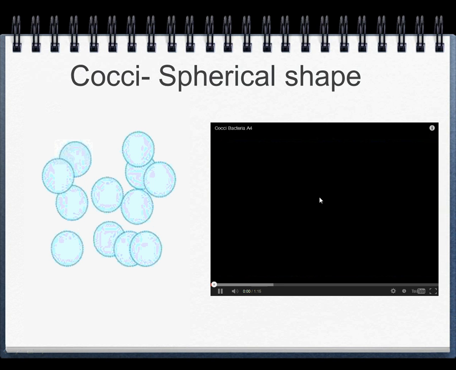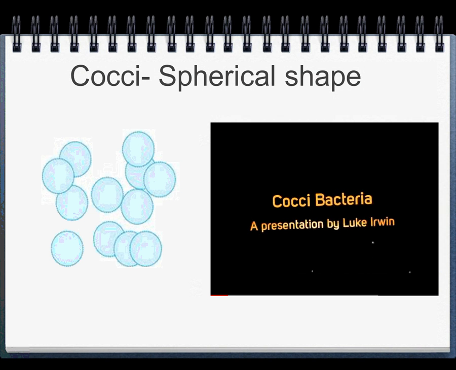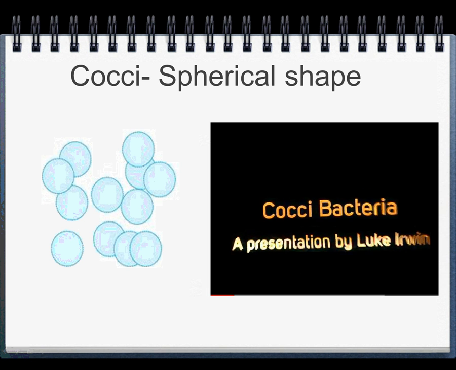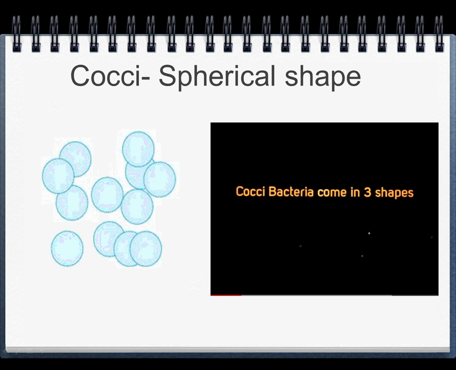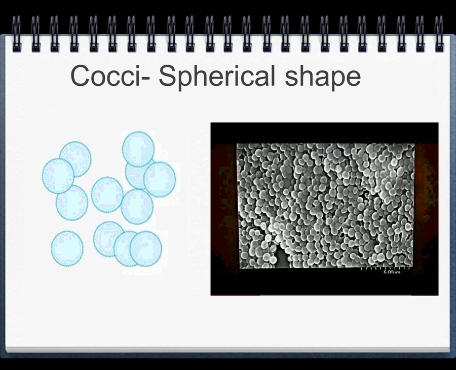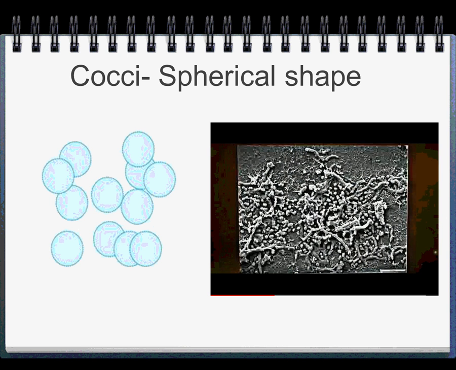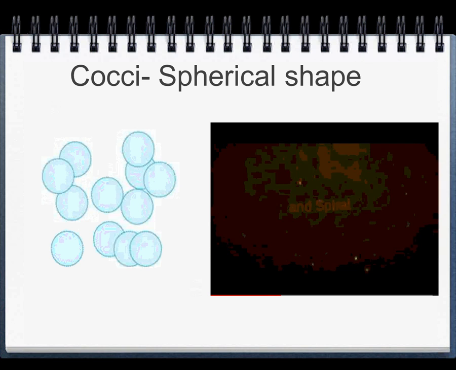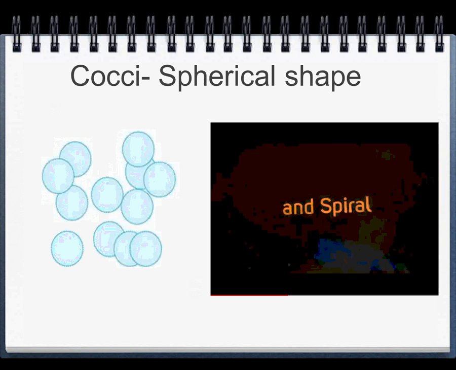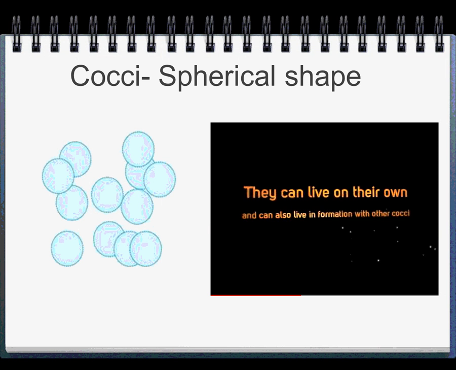We just don't need the sound. It's just background noise so that you all can hear me if I need to say something. But they are spherical, and there's a bunch of them. And they group together. And then it just goes through the rod-shaped one that we just looked at before. And then we'll be talking about the spiral one in a moment. But if you saw in the beginning of that video, those were the cocci. Again, they do live on their own.